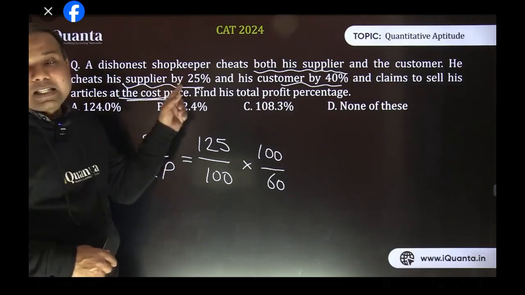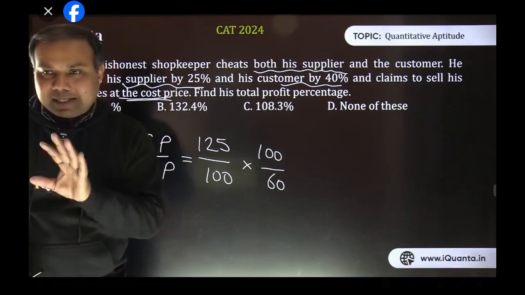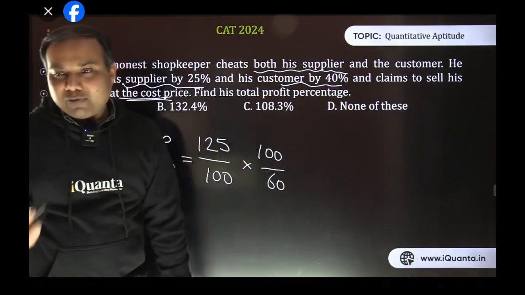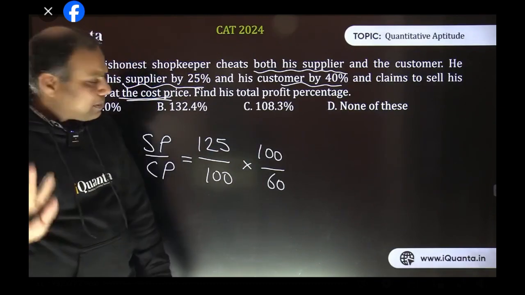But this 25% cheating means he is taking 25% extra quantity. So please understand that part. That's what we are understanding. Why not 100 by 75? Why not 140 by 100? That's what we are trying to understand here. Please listen again, the first part.